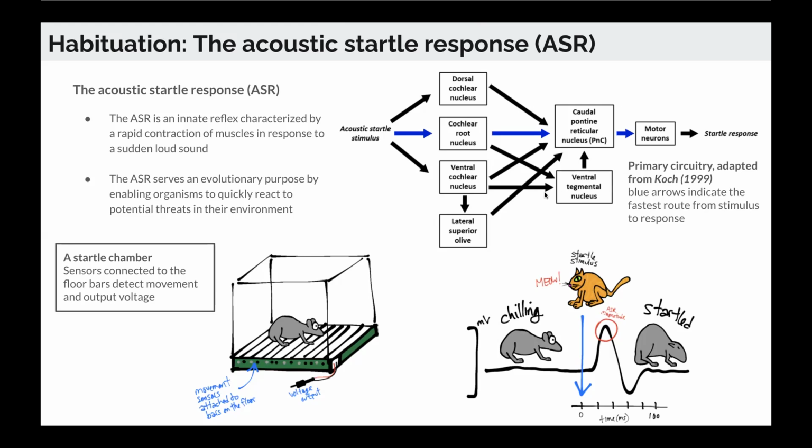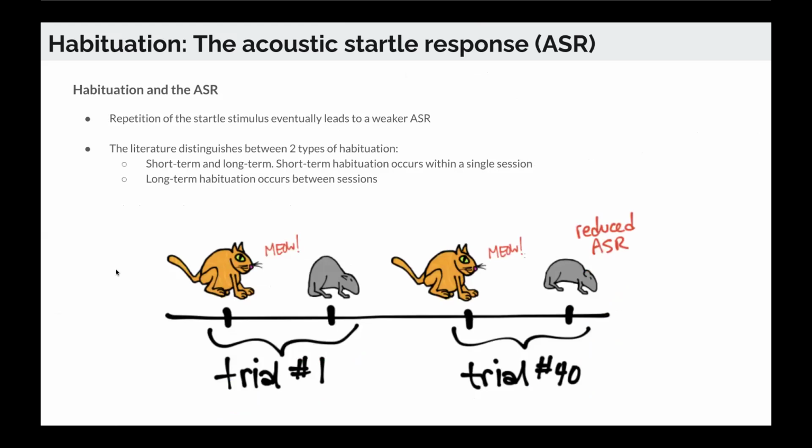Yes, and here I found a nice schema of the primary circuitry of this acoustic startle response. And you can see that here I cannot see hippocampus. So there is no hippocampus, but startle happens. So it's another pathway, another mechanism. And with this acoustic startle response, habituation also can happen. If you repeat this meowing to the rat several times, at some point in trial 40, the response by this reflex will be reduced, because at some point the animal understands that there is no threat. There is nothing important in this stimulus, so habituation occurs.